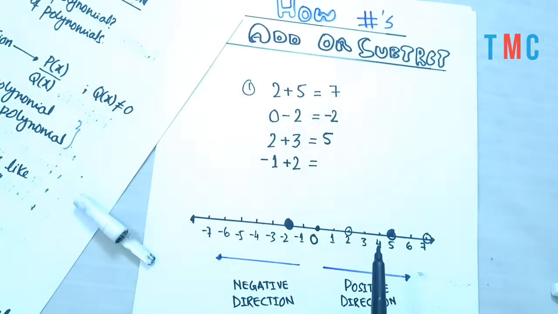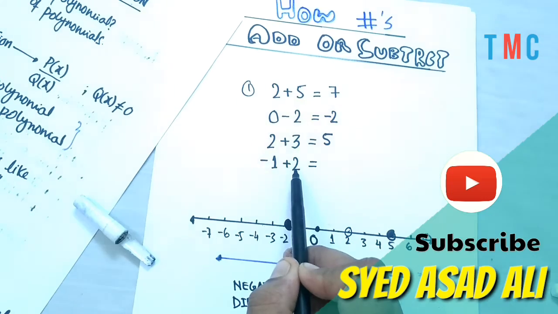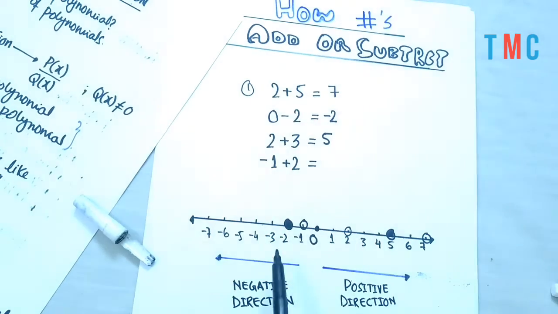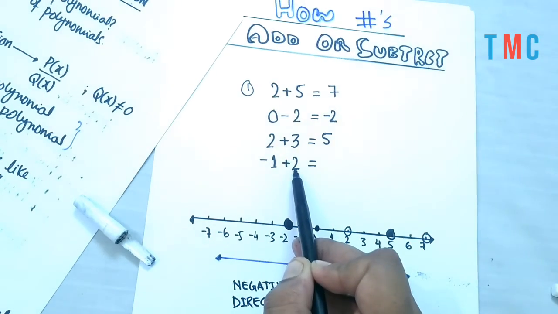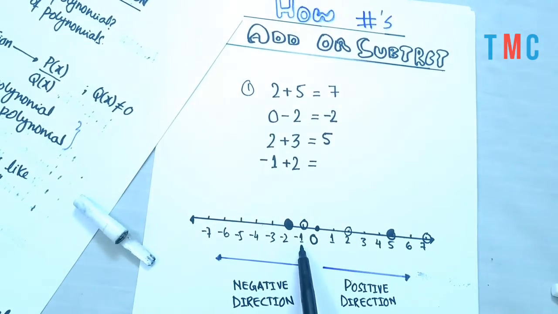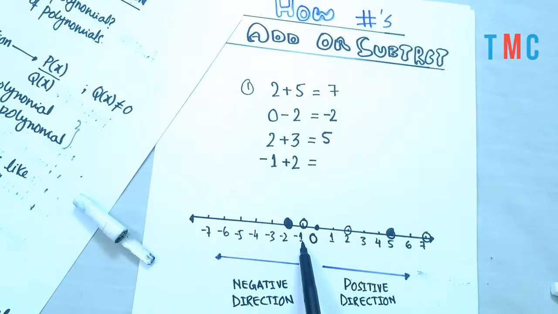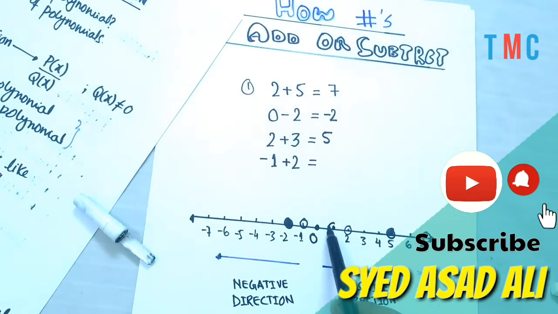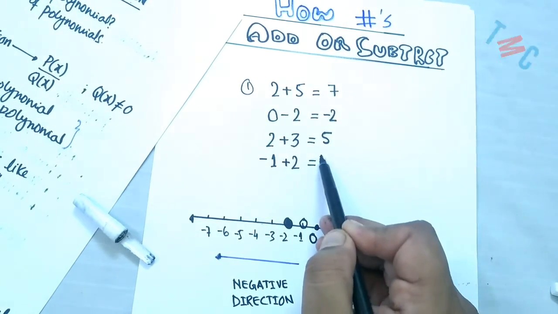And the final example of how we can add or subtract numbers is minus 1 plus 2. Suppose that minus 1 says that I have to start my journey from this point. Now the positive sign says that I have to move forward, for how many steps? For 2 steps. Now I'm standing on minus 1, then moving in the positive direction. So 1, 2, I have to move twice. So from minus 1, this is my first step, this is my second step. That means the answer of minus 1 plus 2 is actually plus 1.